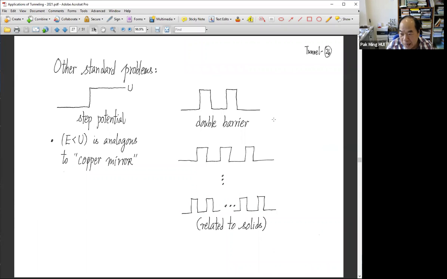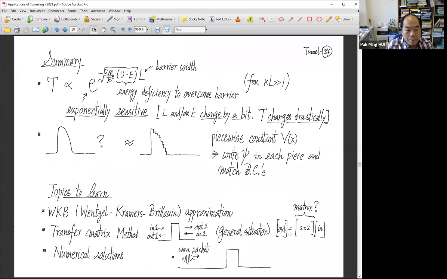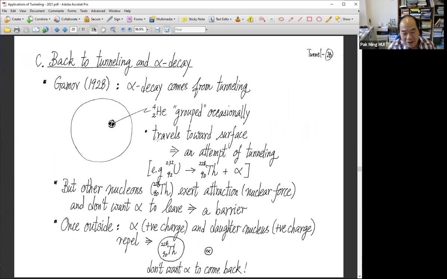Now for those who like algebra, try this, okay? Step function, double well, triple well, a lot of wells that will become a solid problem at the end. But what if you don't have step barriers, but something like this? Don't worry, you cut it into many rectangular ones and then combine the results, okay? So there are things to do.